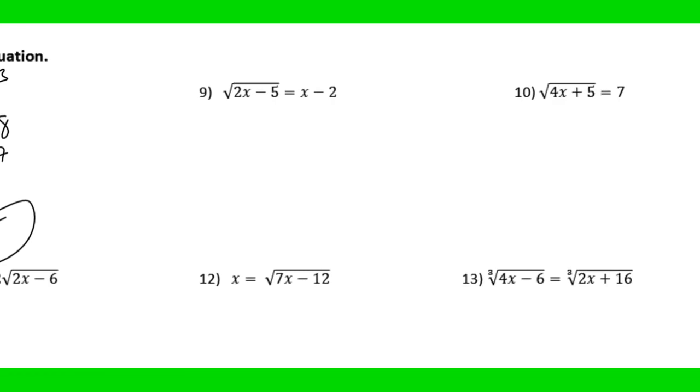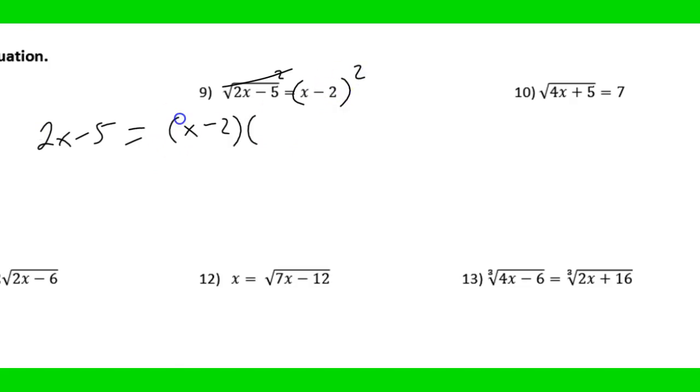Over here for 9, we have an isolated radical. So when a radical is isolated, this is a square root, so we're going to square both sides, the entire sides. When you do that, it cancels, so you have 2x minus 5 equals, well, since this is a binomial square, you need to write it twice. Like that. So now you have 2x minus 5 equals x minus 2 squared.